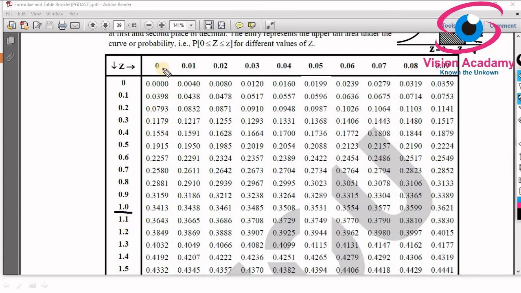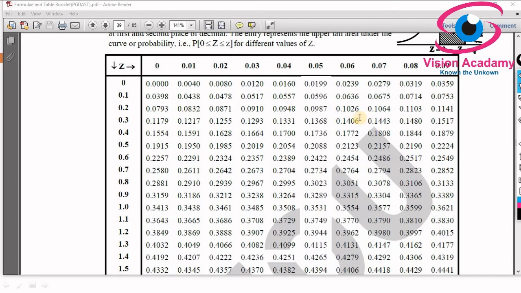Then we have to look into this here, 1.0. This is 1.0, 1.01, 1.02, 1.03, 1.04 and 1.05, which means our interested Z score is here. It is 0.3531. Our Z score for the Z value 1.05 is 0.3531. The same thing is given in the problem itself.